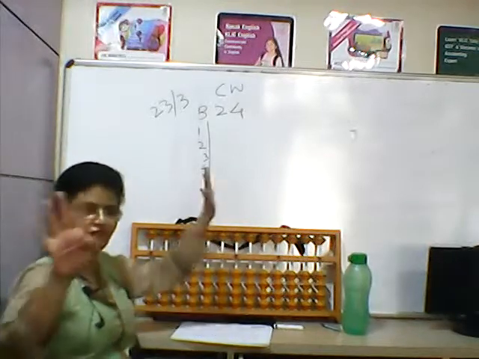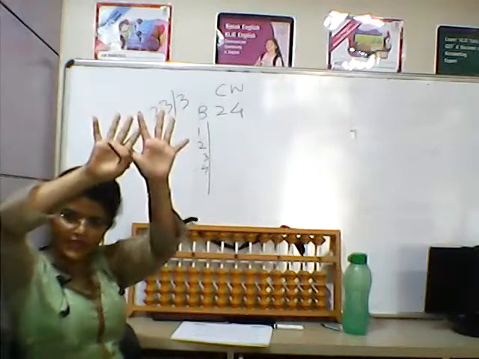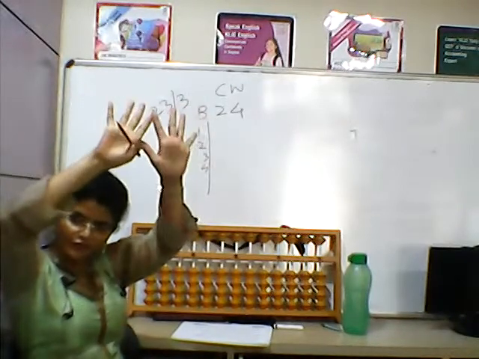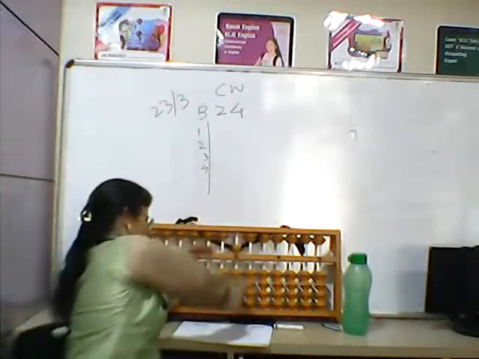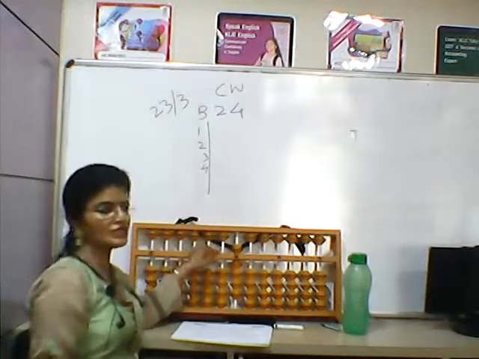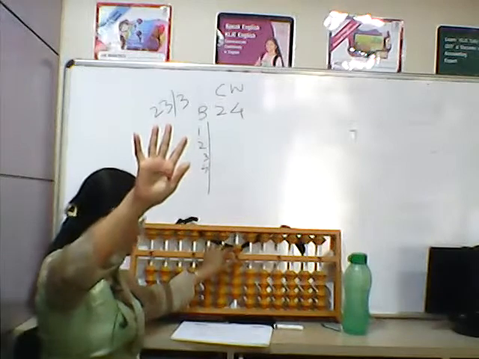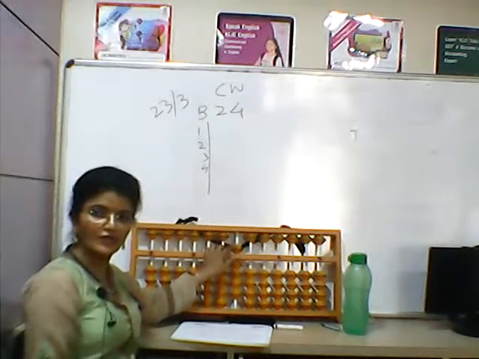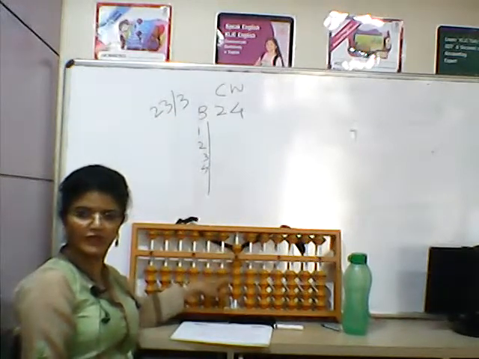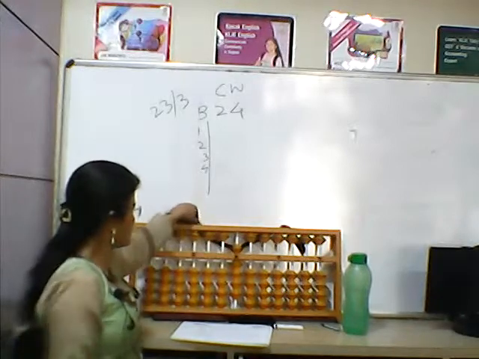9, 5 and 4, close action. The next number is 5. Can you do 5 here? No, 5 is already used.